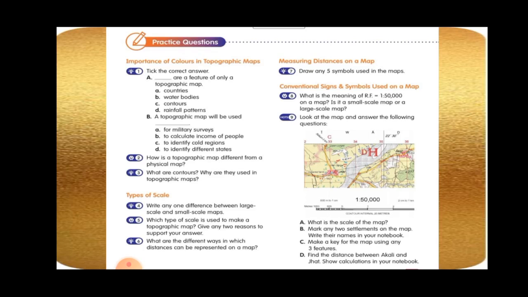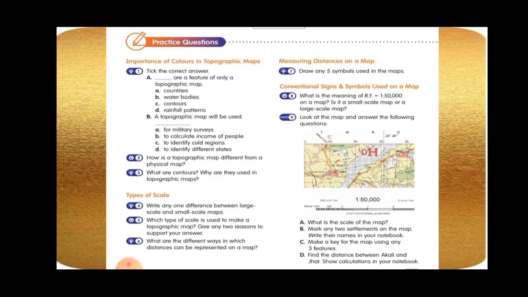Question number C is, make a key for the map using any 3 features. So a key can be made for any 3 representations on the map. Here your answers may vary. Question number D. Find the distance between Akali and Zat. Show calculations in your notebook.